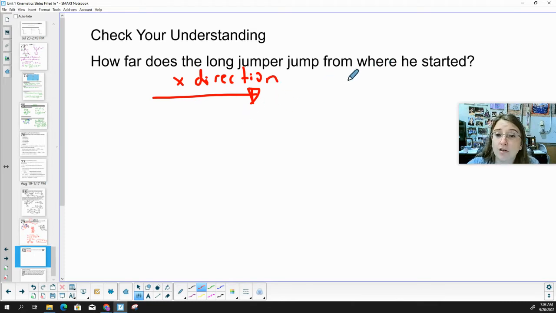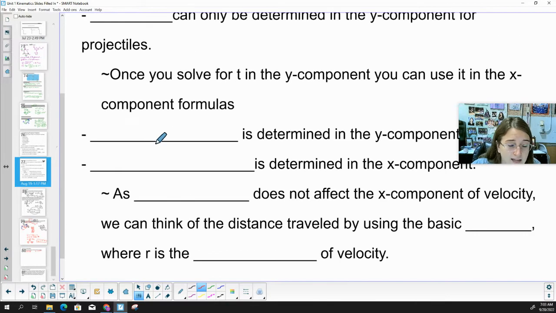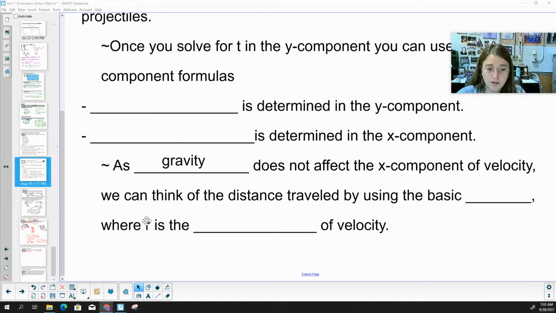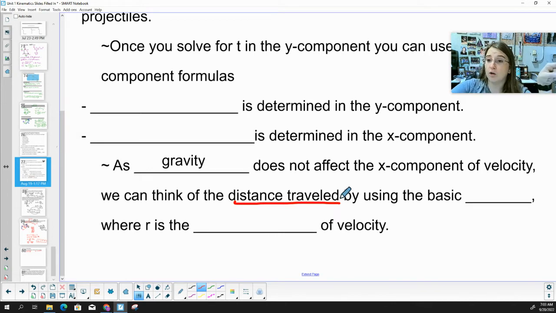And what do we happen to know about the velocity in the x direction? It is constant. It does not change because it's not affected by gravity. It's perpendicular to gravity, so it's not affected by gravity. So if we look back to that slide there, when, again, gravity doesn't affect the x component, so we can think of the distance traveled. Hey, that's how far we're going, distance traveled this way.